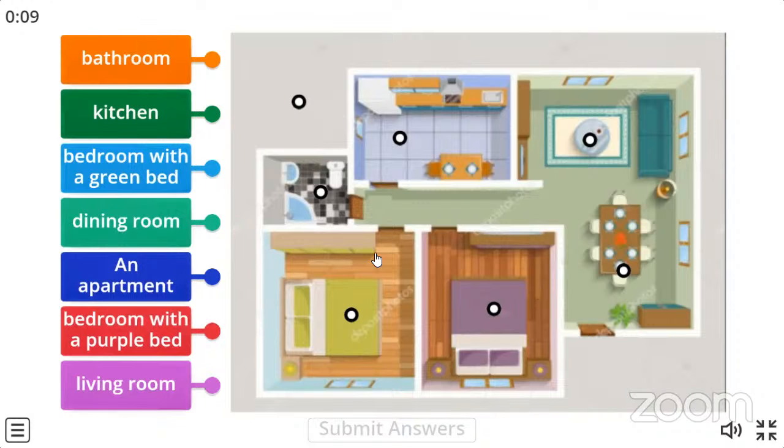And where is the bathroom? What do you think? It's next to, in front of, wait, next to the living room. Okay. This one? Yes.